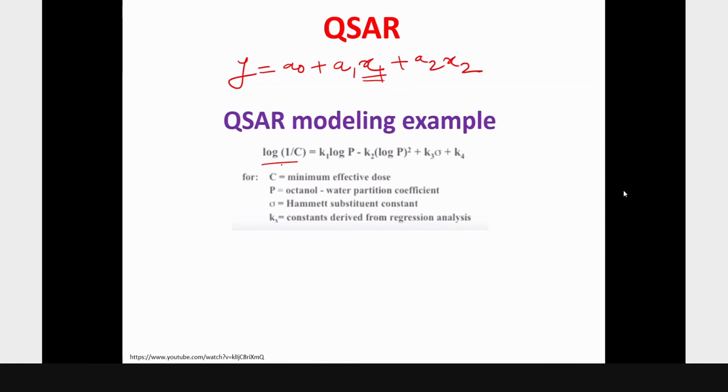So your activity value is given as some number, whereas these constants and this partition coefficient will be given in some way. This is one of the models you can consider, where the activity value is dependent on different factors like p, the partition coefficient, sigma, and other constants. This is what we ultimately want to develop from our data.